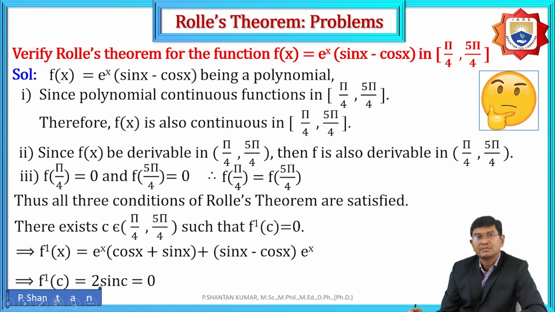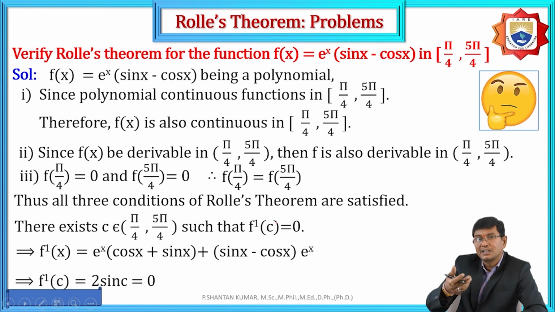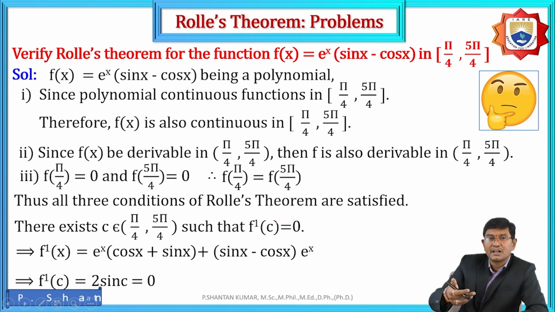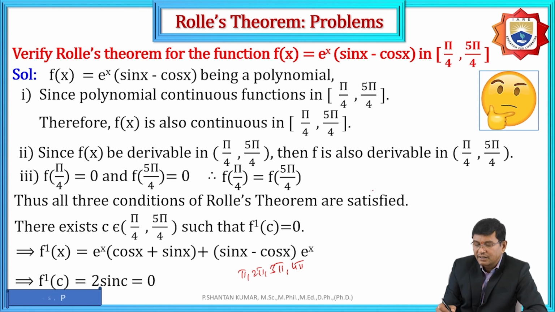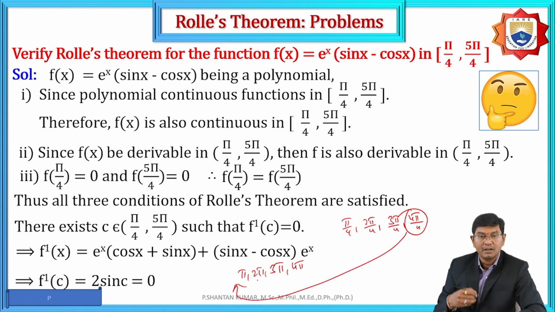And here also, sin is equal to 0 means, in the general value, c is equal to plus or minus n pi. Here n is like pi, 2 pi, 3 pi, 4 pi. These are the values in between. According to the given problem, it is pi by 4, 2 pi by 4, 3 pi by 4, 4 pi by 4, and the last one is the pi value. That pi clearly satisfies the condition.